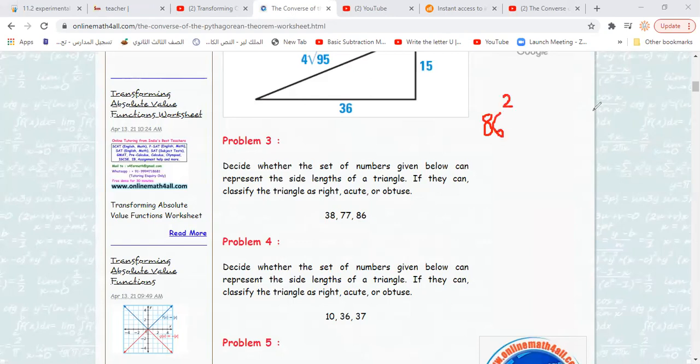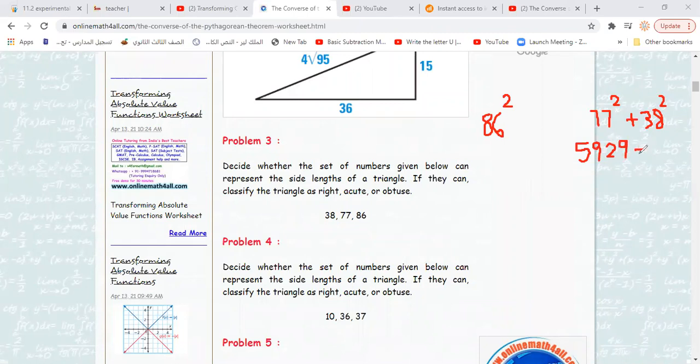On the other side we're going to put 77 to the power of 2 plus 38 to the power of 2. 77 to the power of 2 equals 5,929. Is that correct, Grade 8? Yes.